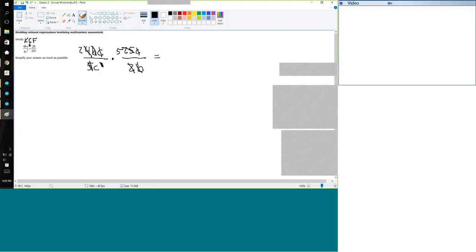And now this actually cleans up pretty nice. We've got this 2 left up top, and this 5 left up top. 2 times 5 is 10. And in the denominator, we've just got that c left. So everything boiled down just to 10 over c. Everyone comfortable with that?